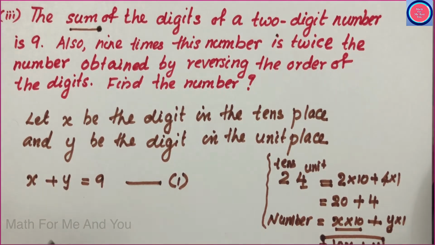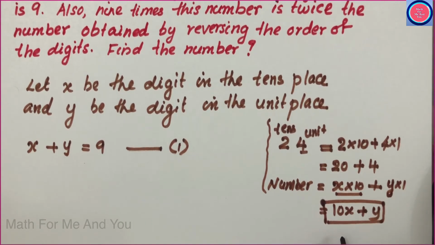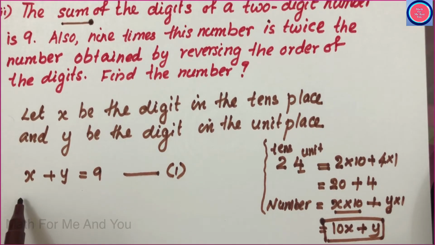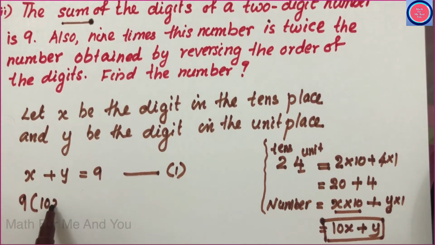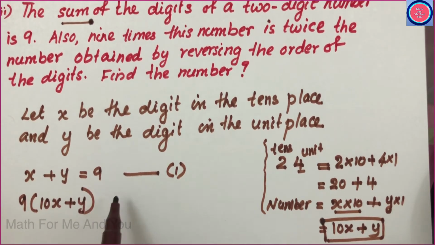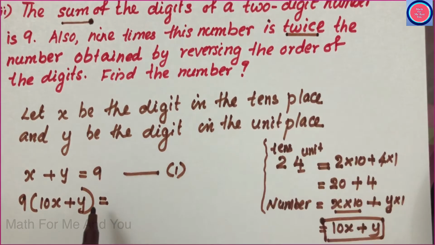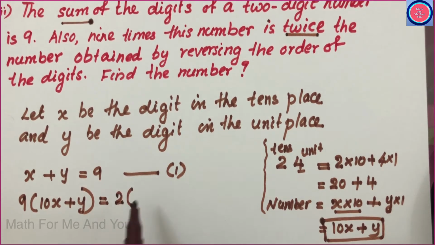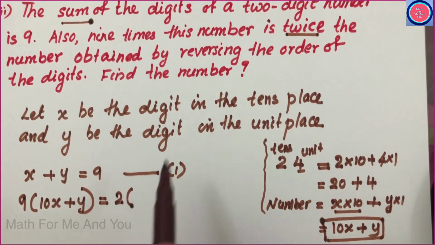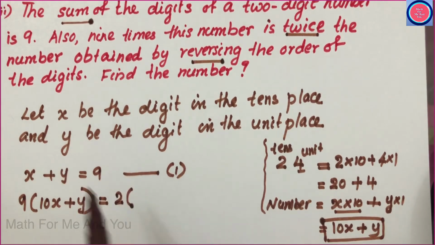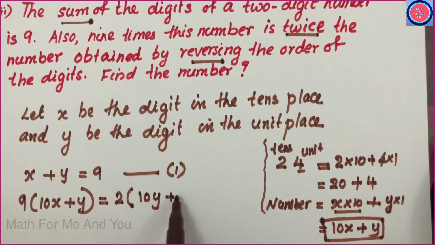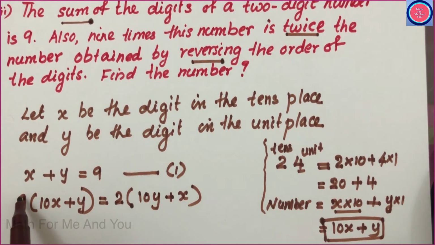Read the second line. Also 9 times this number. So we write 9 times, and after that we can use a bracket to indicate times. Then the number. What is the number? We wrote it as 10x plus y is equal to twice the number. Twice means what? 2 times. So we write 2 and bracket, 2 times the number obtained by reversing the order of the digits. Reverse means change. In place of x, write y, and in place of y, write x. So we write 10y plus x. Remove the bracket and collect the similar terms on one side. So we are going to remove the bracket. 9 times 10.